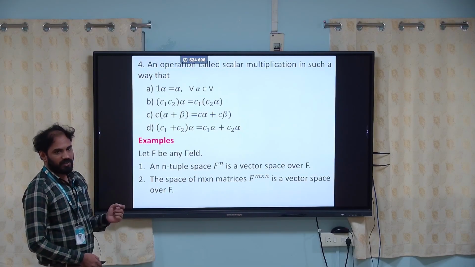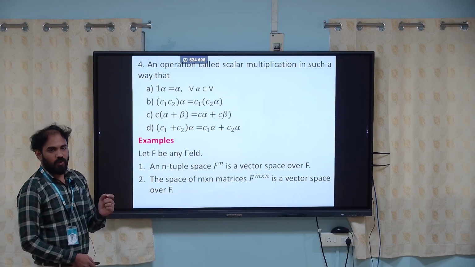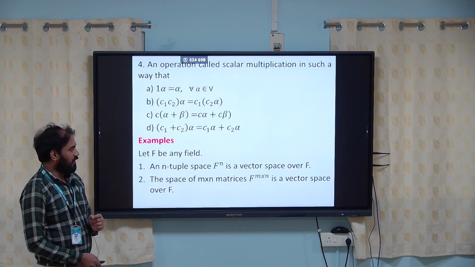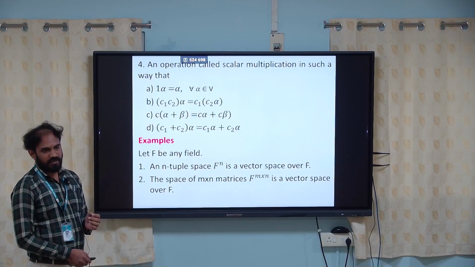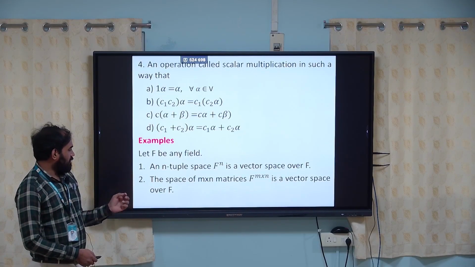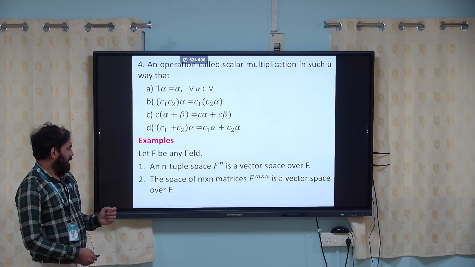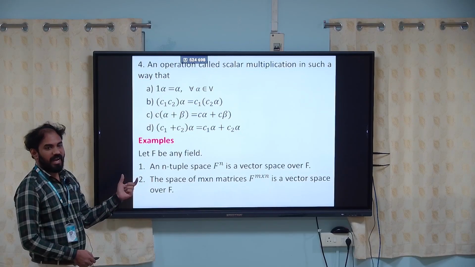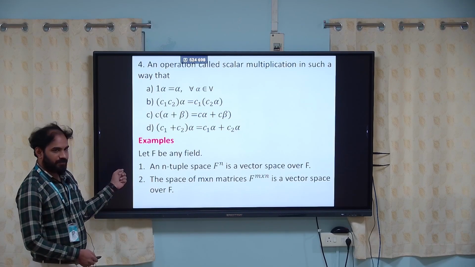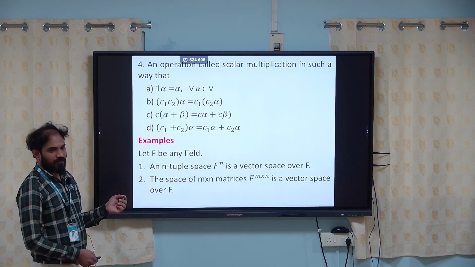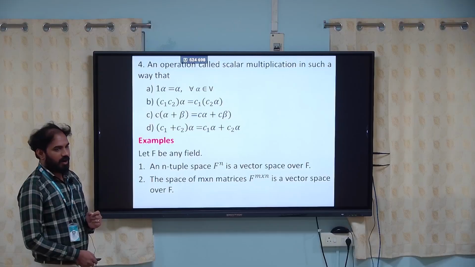Here we have to notice that the important point is that a vector space is over some field. Now we can see the examples. First one, let F be any field. The n-tuple space F^n is a vector space over F. The elements in this vector space are n-tuples. For example, instead of F, you can put R, the set of all real numbers. R^n is a vector space over R.